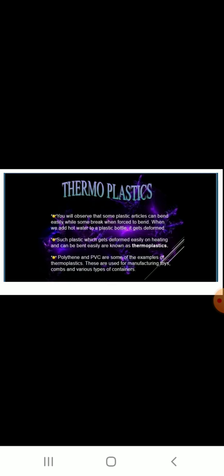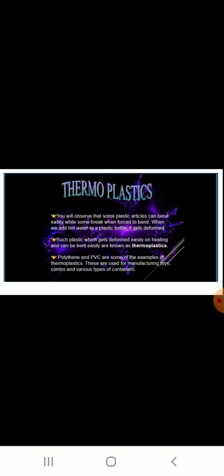Here you can see examples of plastics. I think you might have seen all these in your day-to-day life. These are the materials which we commonly use in our day-to-day life, which are made of plastics. Plastics are again of two types. One is thermoplastic, another one is thermosetting plastic. So what do you mean by thermoplastic?